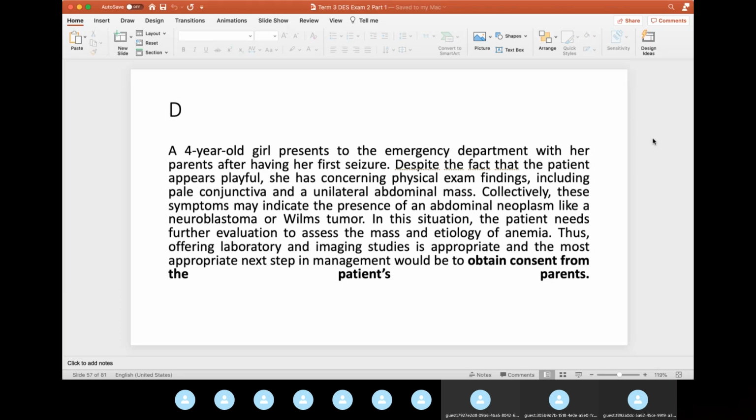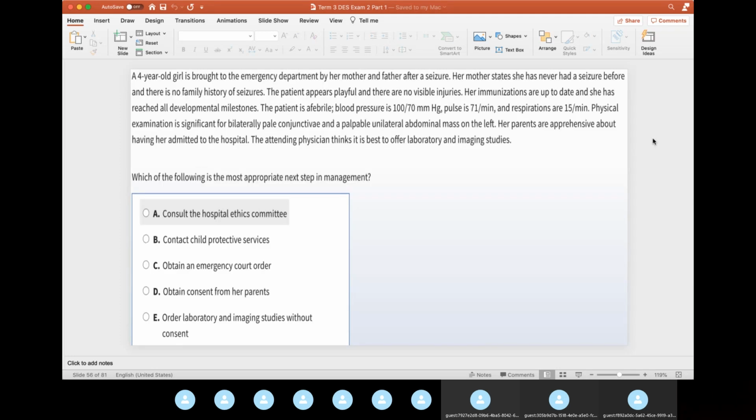So the next step in management would be obtain consent from the patient's parents. Why not child abuse? Why not child abuse? Someone is saying contact child protective service. Why not child abuse in the vignette? Why not that one? Maybe no visible injuries and the child seems playful.